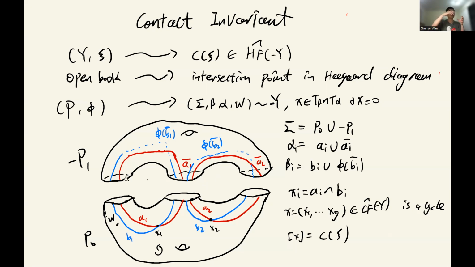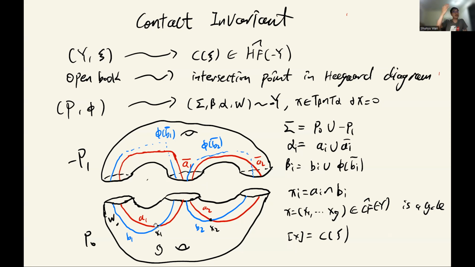We do that to form the alpha curves. So alpha_i is just a_i union a_i bar. What about the beta curves? The beta_i come from these b_i, where the b_i are just the parallel push-offs of each a_i, such that b_i intersects a_i transversely at one point.